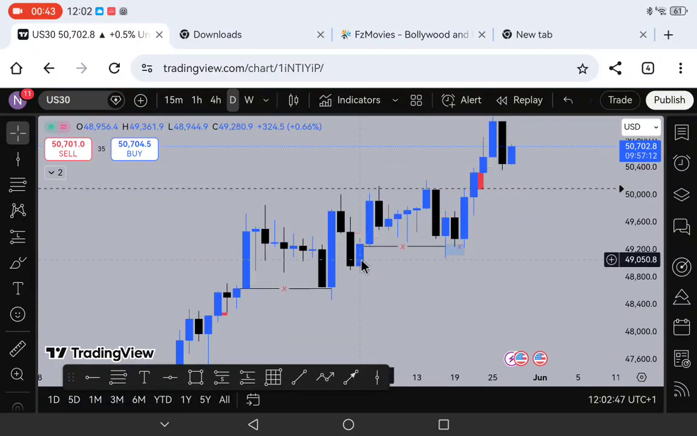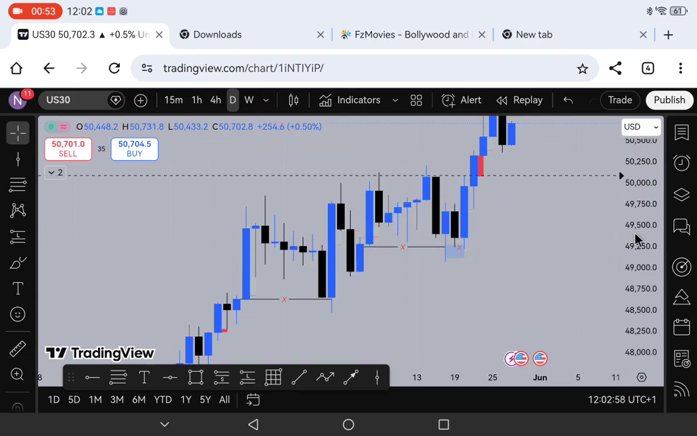So we have a three candle formation here. This was the first candle, this bullish candle here. This was the second candle. This was the third candle, and you can see the third candle came to fill this imbalance.